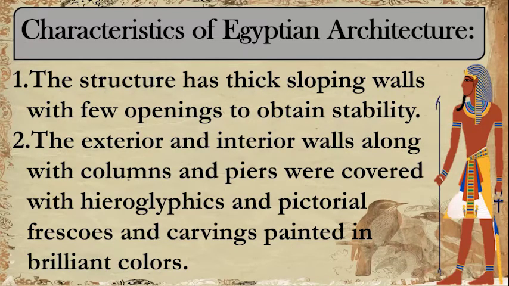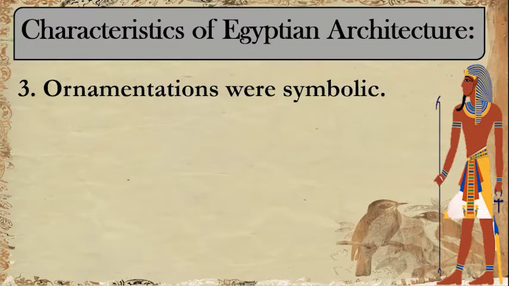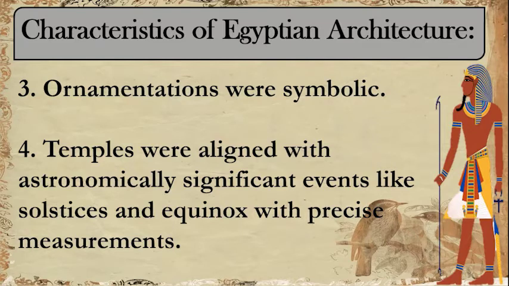2. The exterior and interior walls, along with columns and piers, were covered with hieroglyphics and pictorial frescoes and carvings painted in brilliant colors. 3. Ornamentations were symbolic. 4. Temples were aligned with astronomically significant events like solstices and equinox with precise measurements.